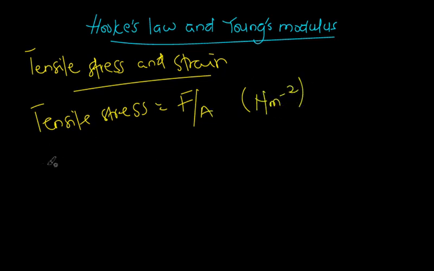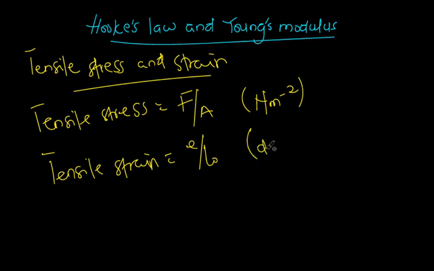The tensile strain, on the other hand, is just the extension per unit length. So you have the extension in an elastic material per the original length of the elastic material. This is dimensionless. It has no unit, because the extension is in meters and the length is also in meters, so they both cancel out, and this has no unit.